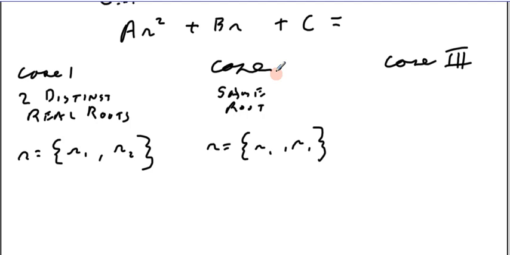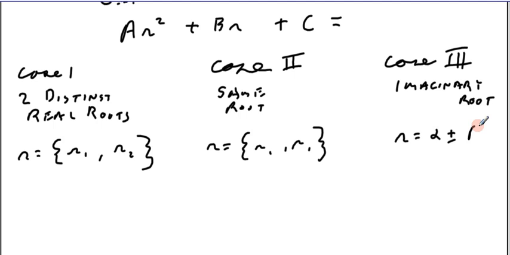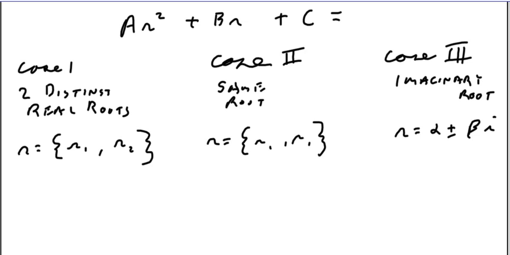Case three, because obviously I left that off, we could have imaginary roots. And if we had imaginary roots, we would be in section two of chapter three, but we're going to have them anyway. And so R could be equal to alpha plus or minus beta i, where the beta is different than that b up there. That's not the same. This is beta, that's b. Okay, so those are our three cases.